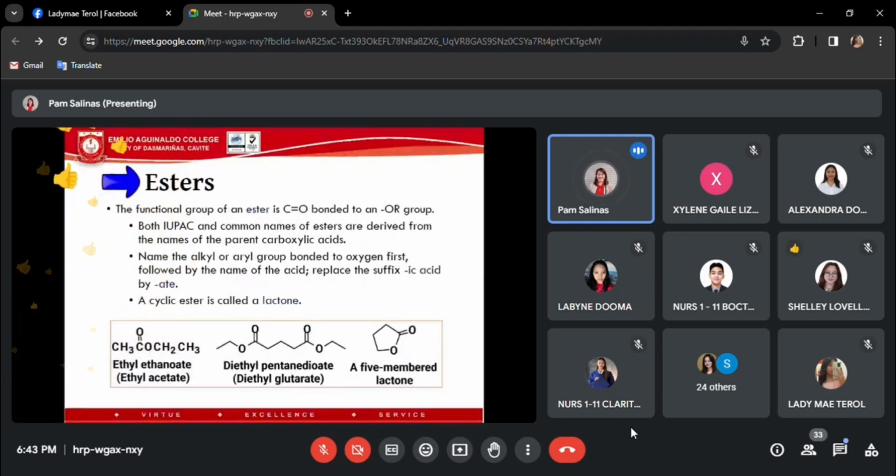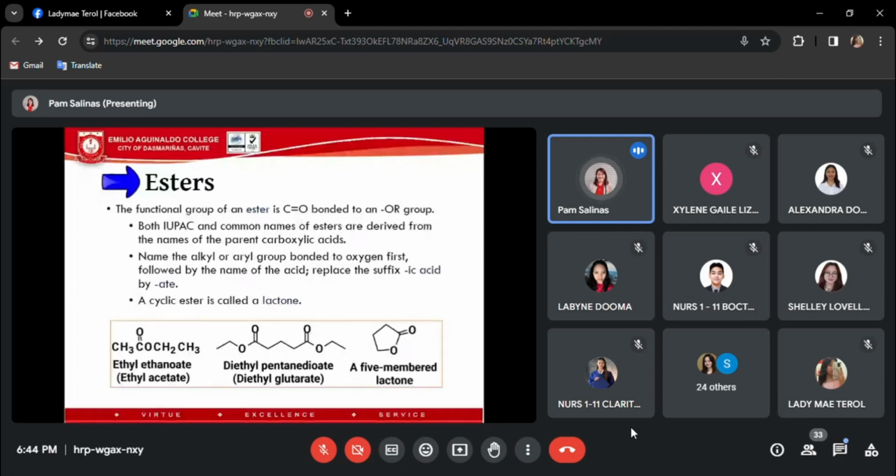So at first, we can identify that we have 2 parent chains, right? We have ethyl and ethane. So we have here the double bond. Okay, so we have carbon double bond O, and it is also bonded to carbon, an OR group as well. So that's why it becomes an ester. So in order for you to name an ester, you just have to replace the IC acid by ATE. That's why it becomes ethyl ethanoate.